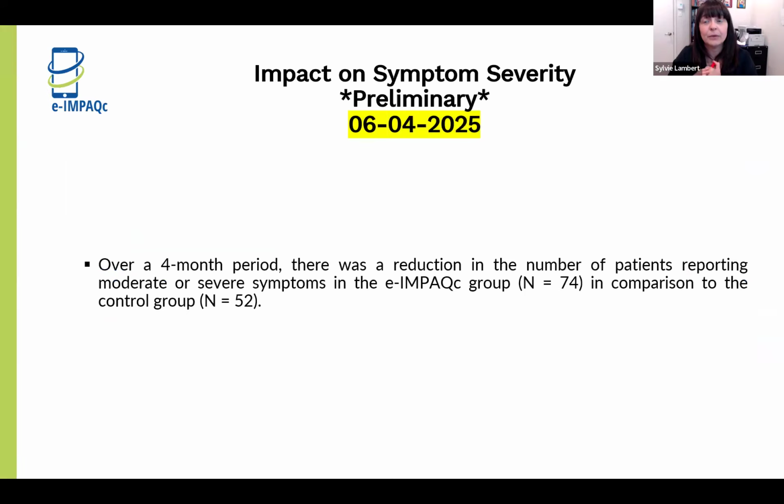This is preliminary results, but it looks like we are having an impact on symptom severity. Patients that were on e-impact generally report lower symptom severity than patients that were not on e-impact. And we are also looking at survival data, and it looks like patients that were on e-impact have a higher survival at 6 months than patients that were not. So not trivial as an intervention, but this is very preliminary. We're still looking into our data.